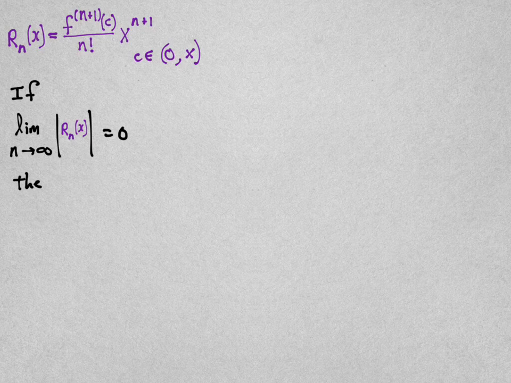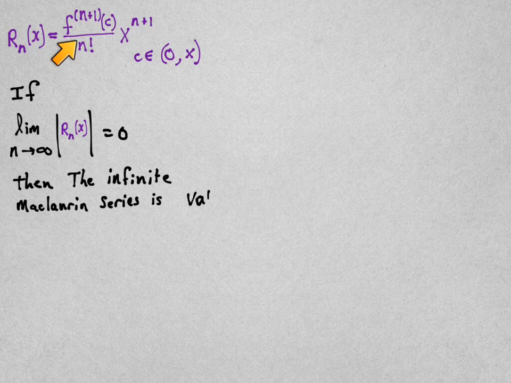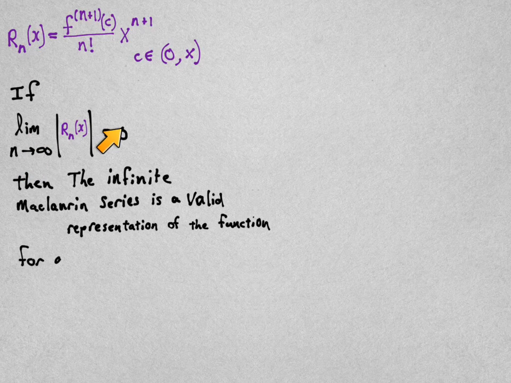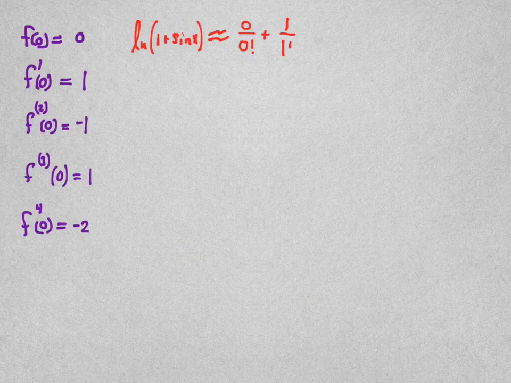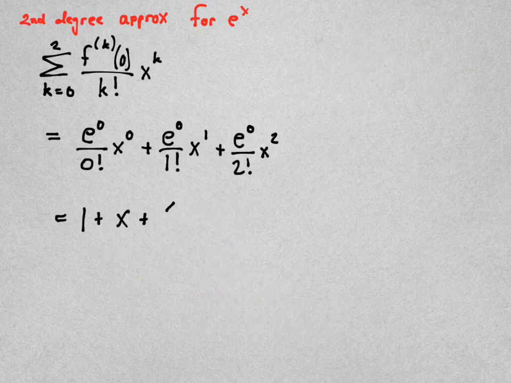Now, here's the deal. This error function, which again represents the next term in our polynomial approximation, is special. If we can prove that the limit, as n goes to infinity, of the absolute value of the error function approaches 0, then the infinite Maclaurin series is a valid representation of the function for all values of x. So if you remember, I'll even take you back to here. Where is that graph? I think that's what it is.